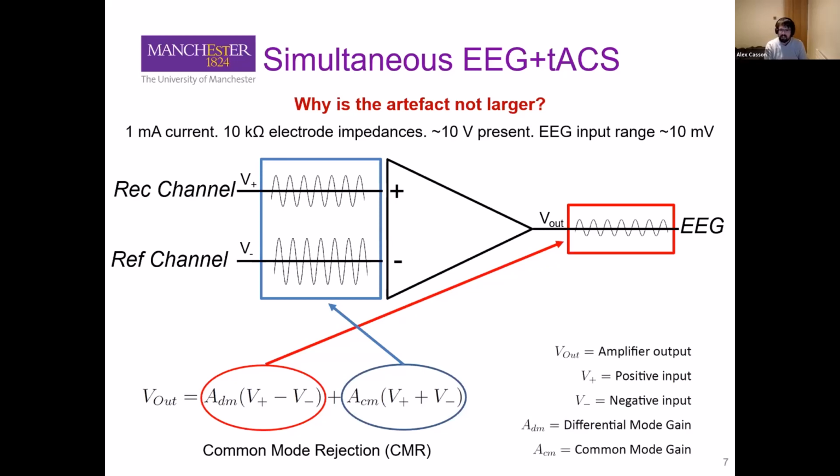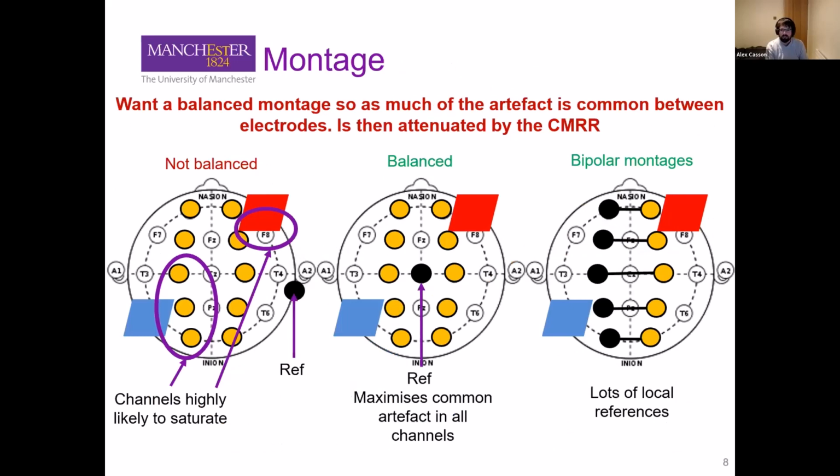Okay, so anything above 10 millivolts, 500 millivolts, whatever your amplifier accepts, will start to saturate. And so you've got to rely on a lot of your artifact being common across your electrodes in order for it to stay in the input range of your amplifier. And so in terms of how far apart should electrodes be, where should you be placing them?